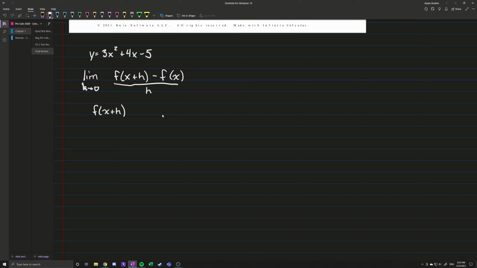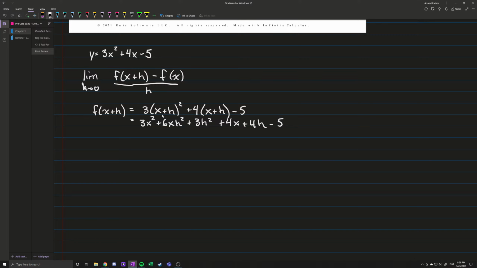So f of x plus h, this is what I did not show. It's going to be 3 times x plus h squared plus 4 times x plus h minus 5. And then you can expand that to be 3x squared plus 6xh plus 3h squared. That's all that binomial. And then plus 4x plus 4h minus 5. So all of that you see written here is f of x plus h.